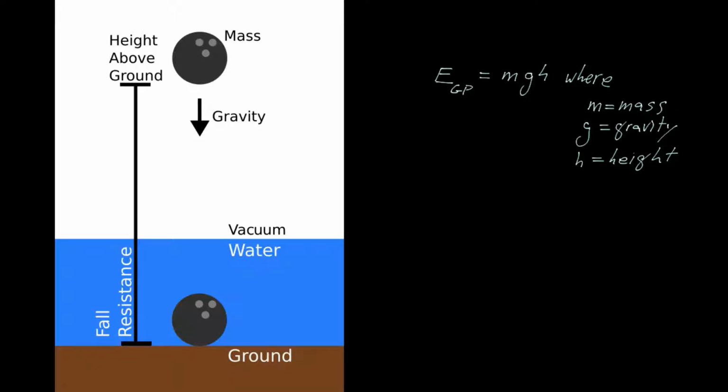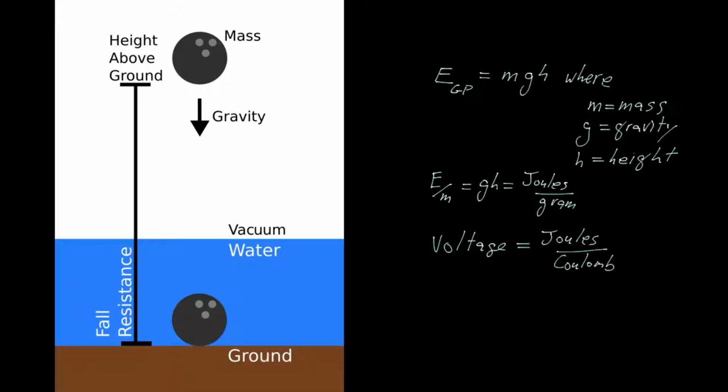h is height. What if we didn't know how much mass the bowling ball had, but instead we were interested in how much potential energy each gram had? We could take this equation and divide both sides by m, and then we would get energy per mass is equal to gravitation times height. The units for this are joules per gram. If we look at voltage, 1 volt equals 1 joule per coulomb, where coulomb is the unit of charge. From this we can see that voltage is comparable to height times gravitational pull.